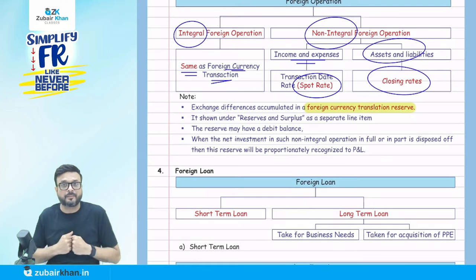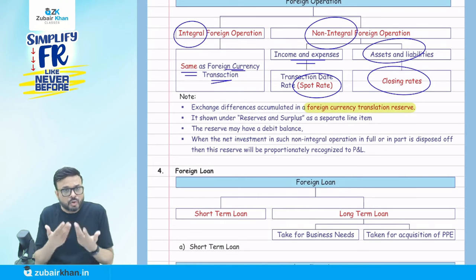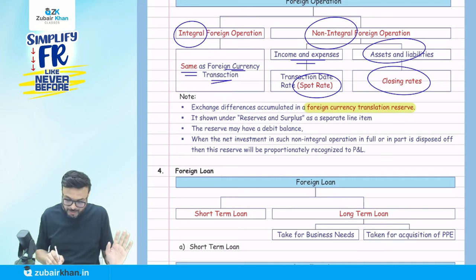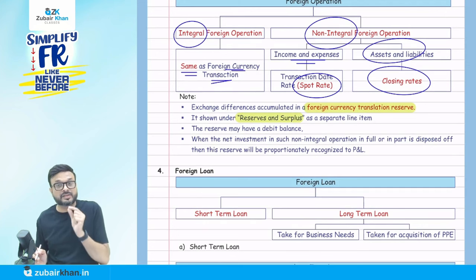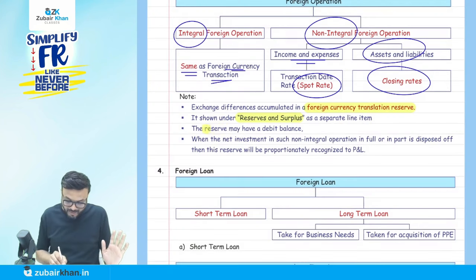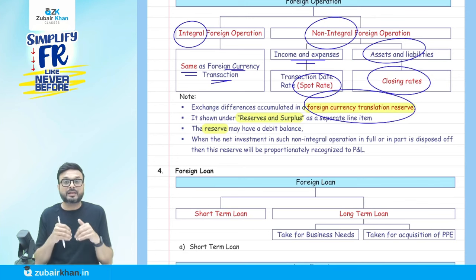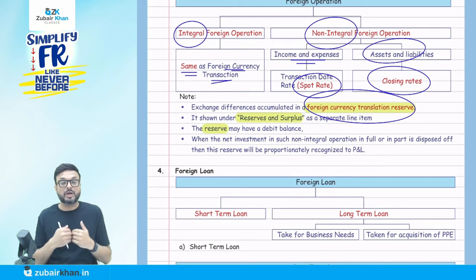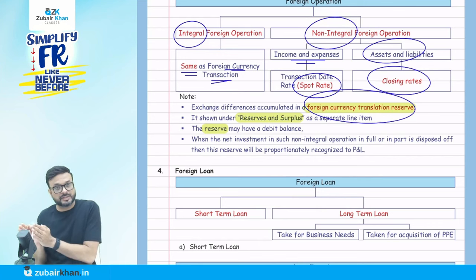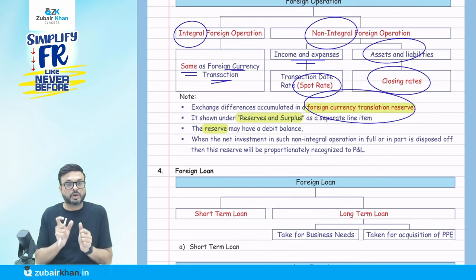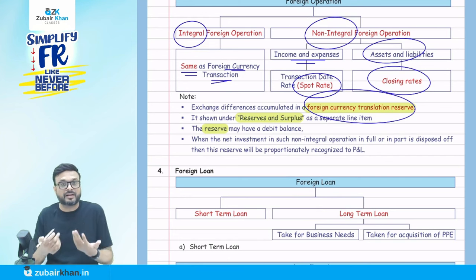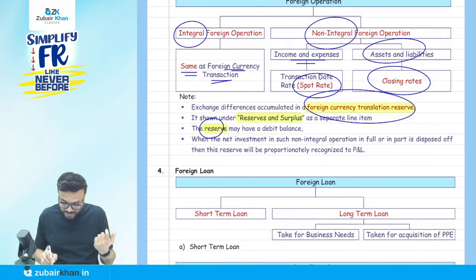So you will ask me, sir, will this foreign currency translation reserve go to the profit and loss account? No. It is not a part of the profit and loss account. It will be shown under reserves and surplus as a separate item. And the reserve may have a debit balance. The reason is that when I prepare my trial balance and the difference comes, we record this foreign exchange gain or loss in the foreign currency translation reserve account. That might be a debit balance or a credit balance that year. That's why I'm saying the foreign currency translation reserve might have a debit balance. Okay, the reserve may have a debit balance.